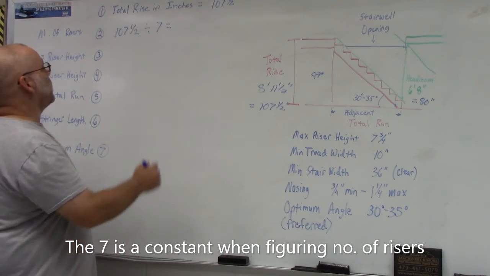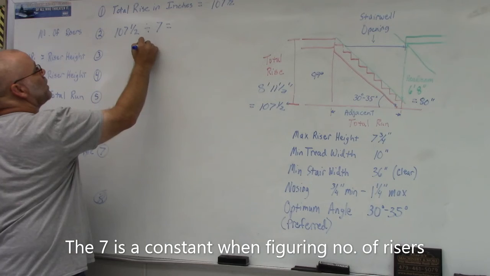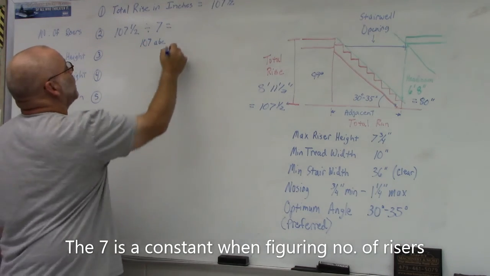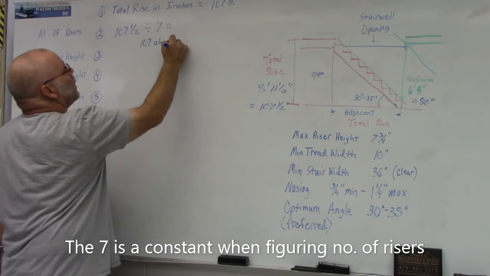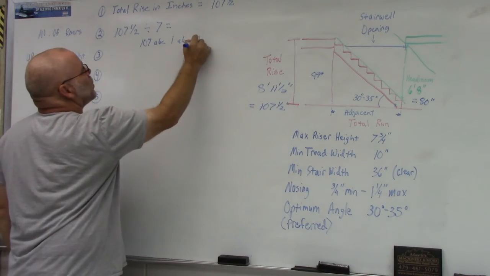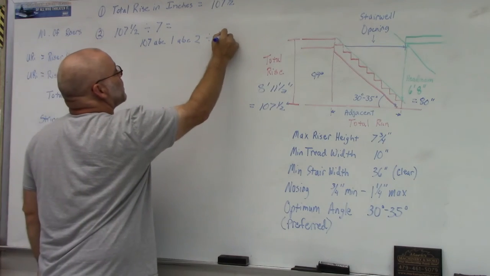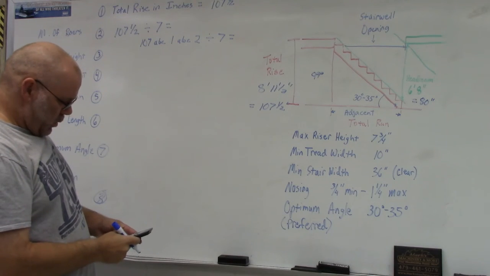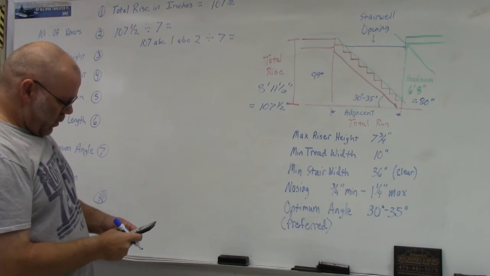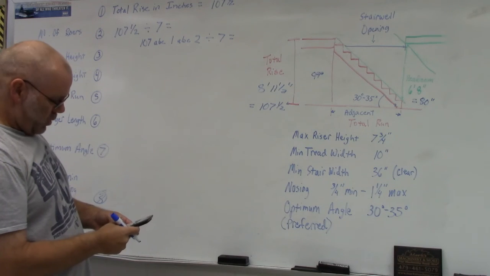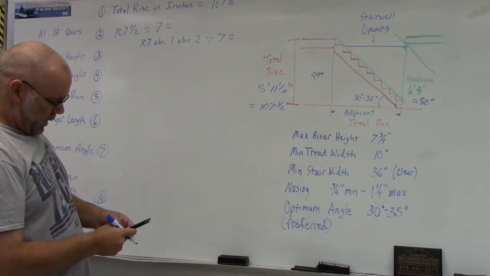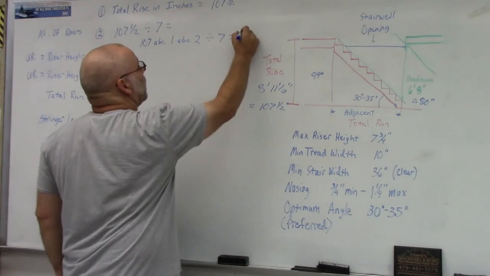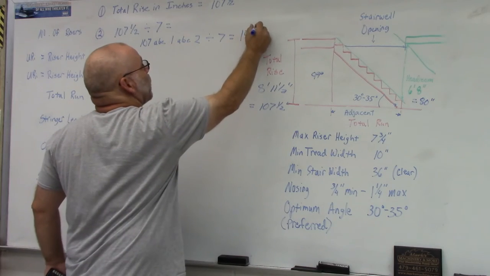So in my calculator, I'm going to put in 107 and then there's an ABC button. 107 ABC 1 ABC 2 divided by 7 equals 15 and 5/14.